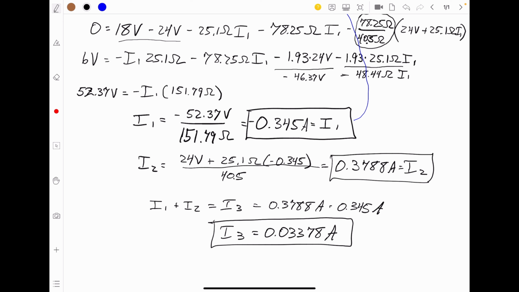And you can plug those in and move on to the next problem. Okay, good job, guys.